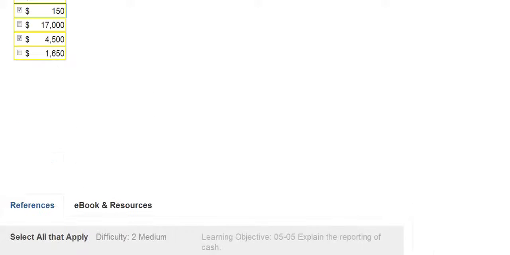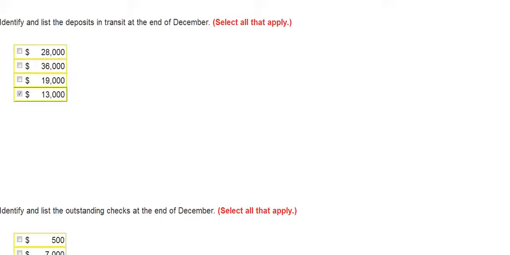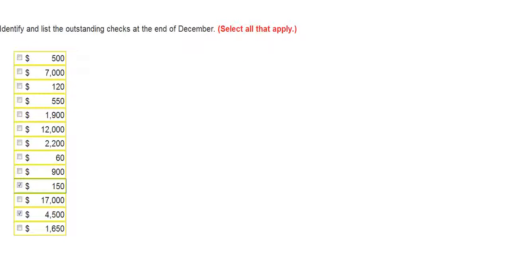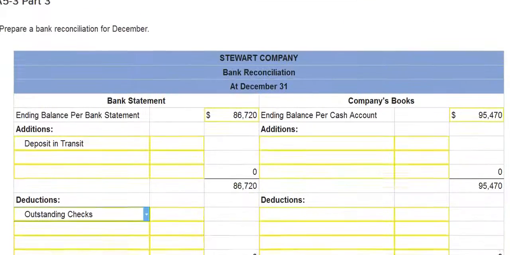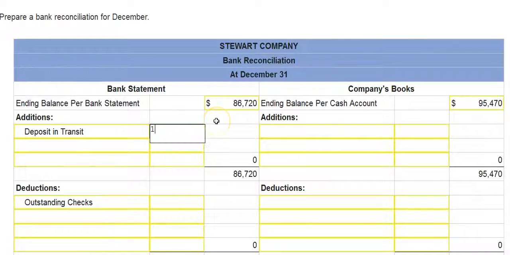Okay, and we have those listed above here. We prepared that list earlier. We had a deposit in transit of $13,000, and we had outstanding checks of, if we add these together, $4,650. Now again, in the real world, we would list our deposits in transit separately because we may have several, including the date. And the outstanding checks would be listed separately, including the check numbers.